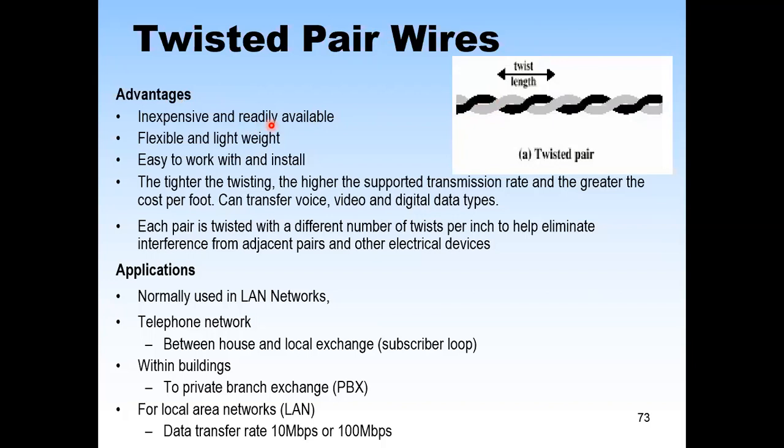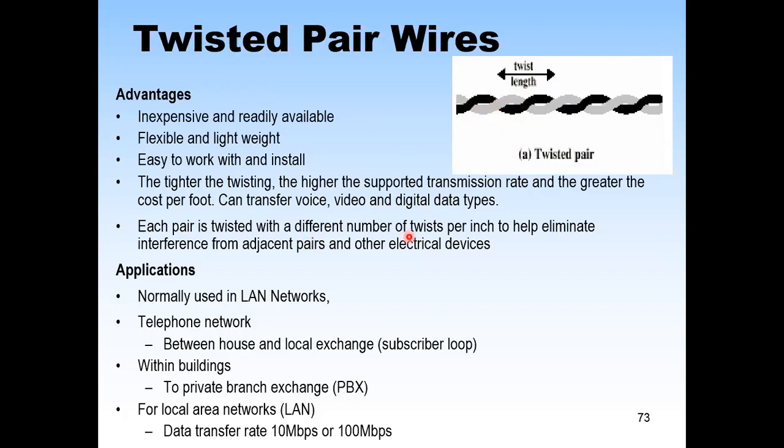Advantages: inexpensive and readily available, flexible and lightweight, easy to work with and install. The tighter the twisting, the higher the supported transmission rate and the greater the cost per foot. It can carry voice, video, and digital data types. These wires you are using nowadays on cable net. So your cable net internet facilities, if you are using wired communication, are mostly on these twisted pair wires.